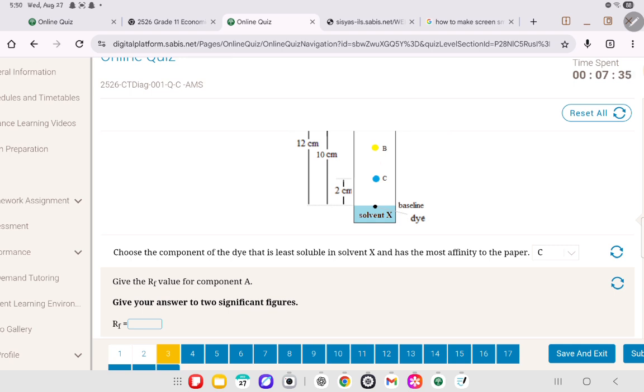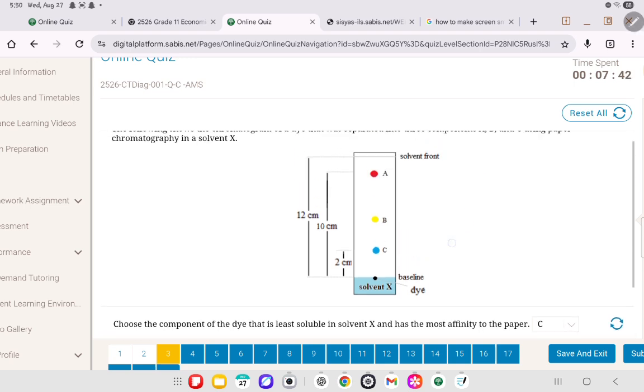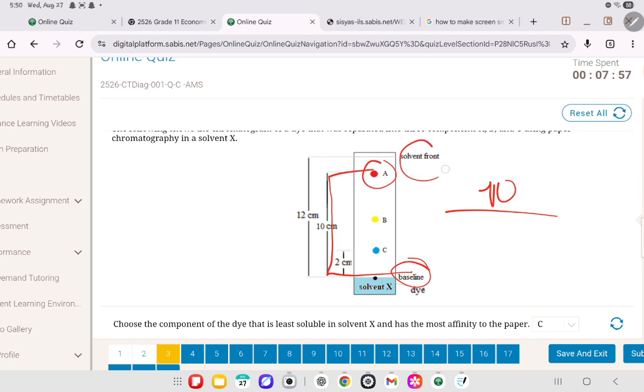Give the RF value for component A. I still hope you do remember how to solve for the RF. So how do we find the RF for component A? It is very simply the distance from the baseline. Very important. From the baseline, okay? The distance from the baseline to the point, this is 10 centimeters, divided by the distance of the solvent front from the baseline. So in this case, it's 10/12.